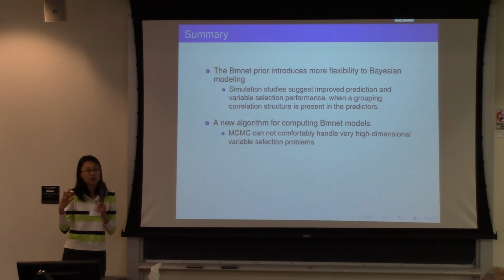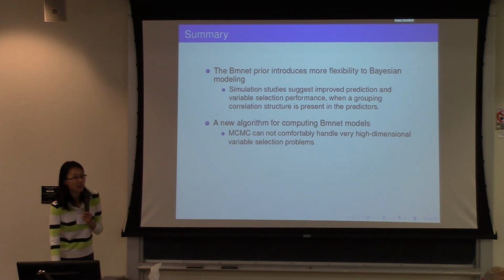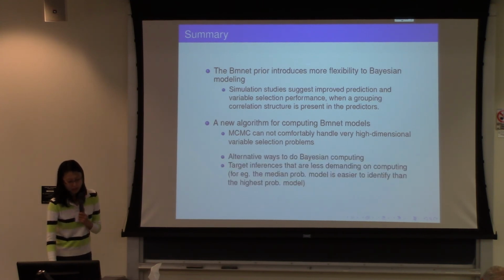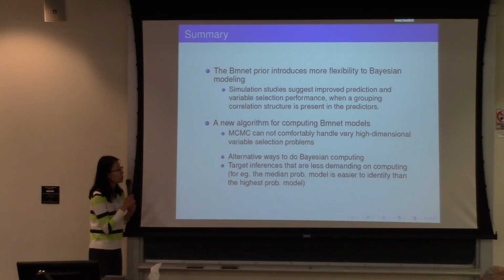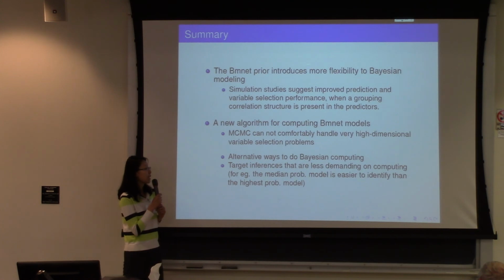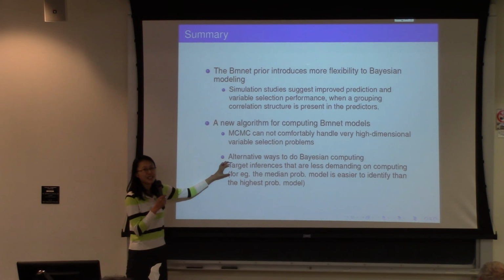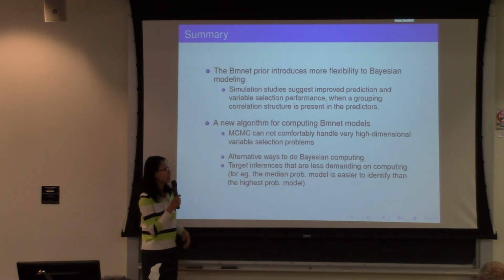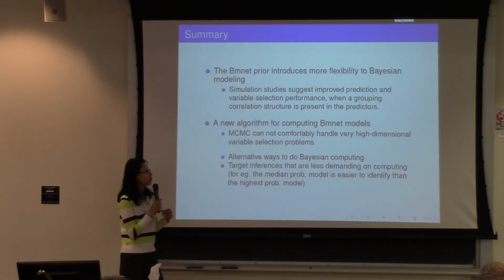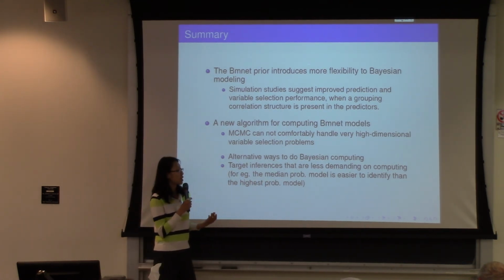We have this gamma, which lives in a discrete space of size 2 to the q, and it's difficult for MCMC to do a good job. So there are alternative ways to do Bayesian computing that I'm currently exploring. At the same time, if the job is too hard, then lower your target a little bit. You could target inference that is less demanding on computing. For example, the median probability model I introduced earlier would be an easier target than trying to identify the highest probability model. So that's my talk. Thank you very much.